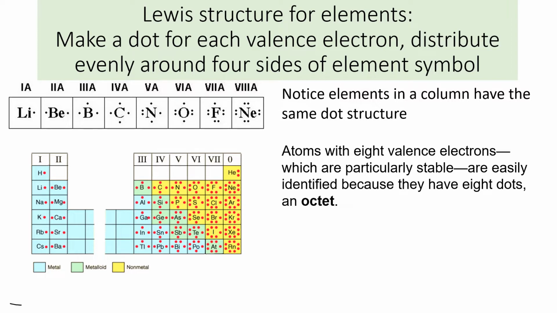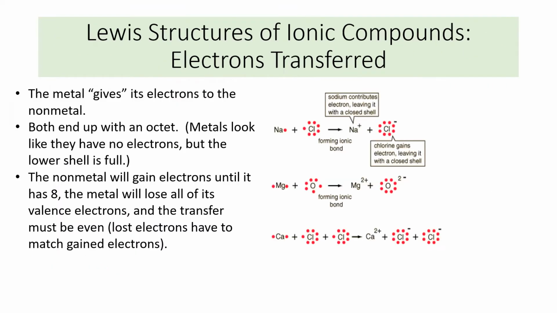So this first column has one valence electron. The second column has two valence electrons. The third has three, and so forth. So each column, the column number, tells you how many valence electrons. And so you can see that in these pictures, that each element has that many dots around it. And the elements in the last column, column 8, are particularly stable because they have the octet. They have the complete set of 8.